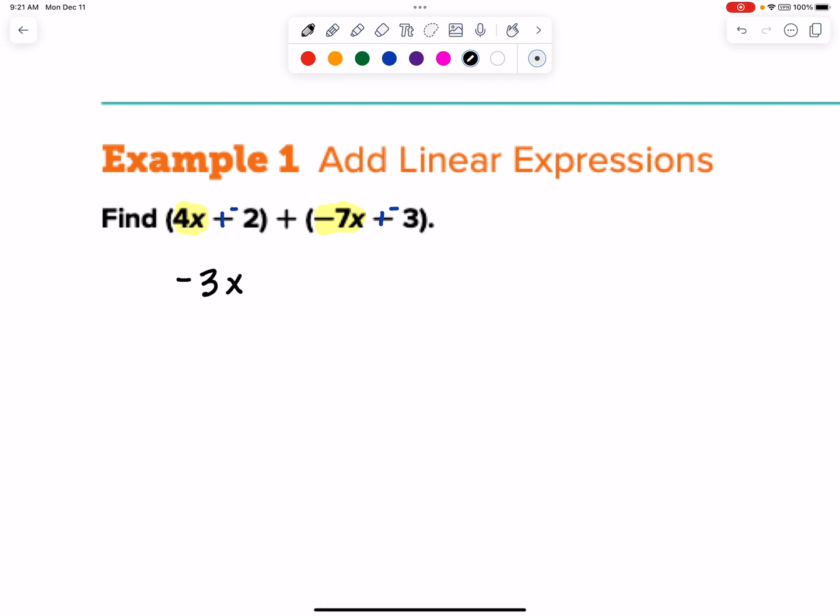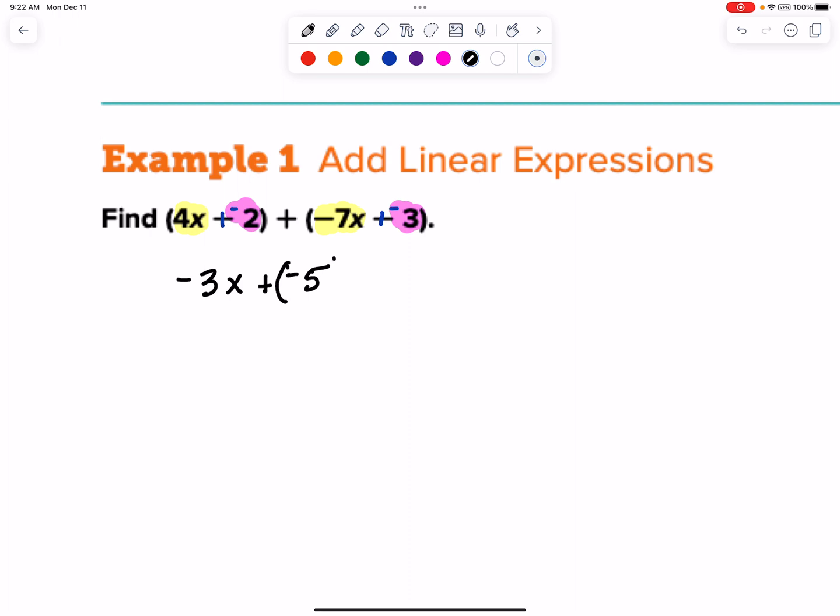And then let's look at our constants. I have a negative 2 and a negative 3, and so that adds up to be 3, 4, 5, negative 5. Make sure you have that addition in between it.